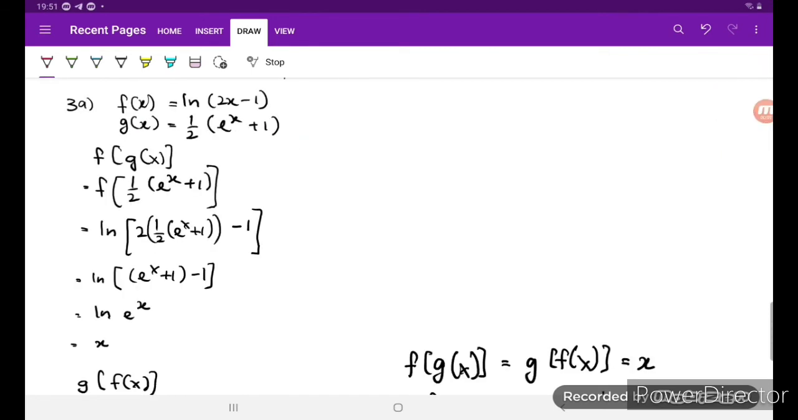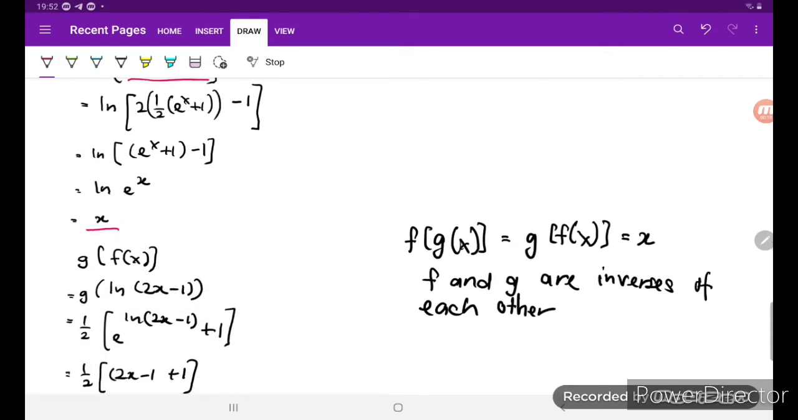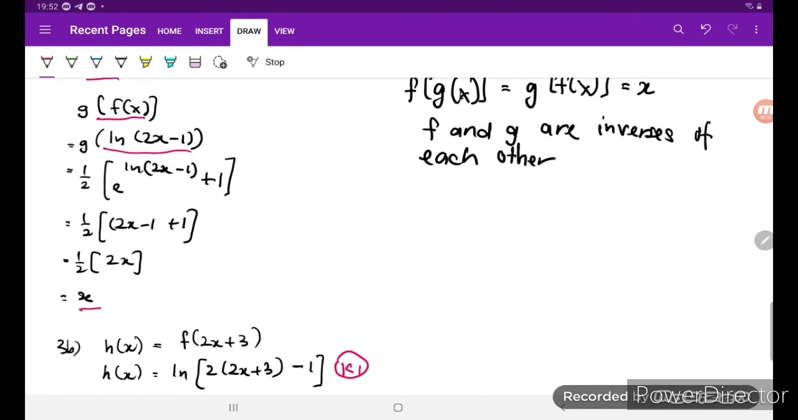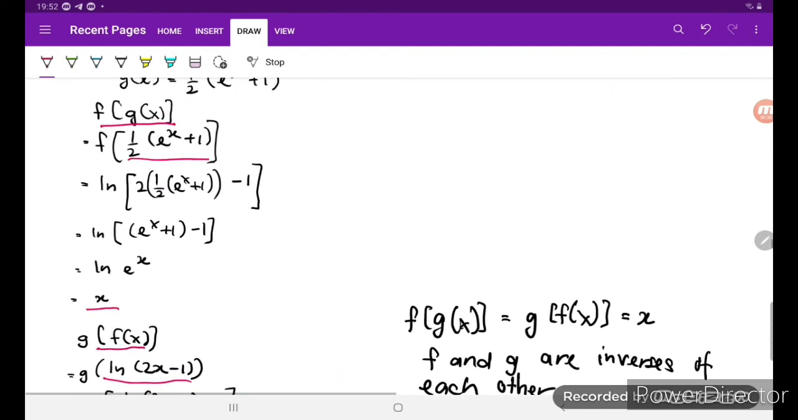For question 3a, we want to find f of g and g of f. So if we calculate f of g, we will get x. Substitute g(x) inside f function, we get x. And then to find g of f, substitute function f(x) inside g. Okay, you will also get x. Marks will be given 5.